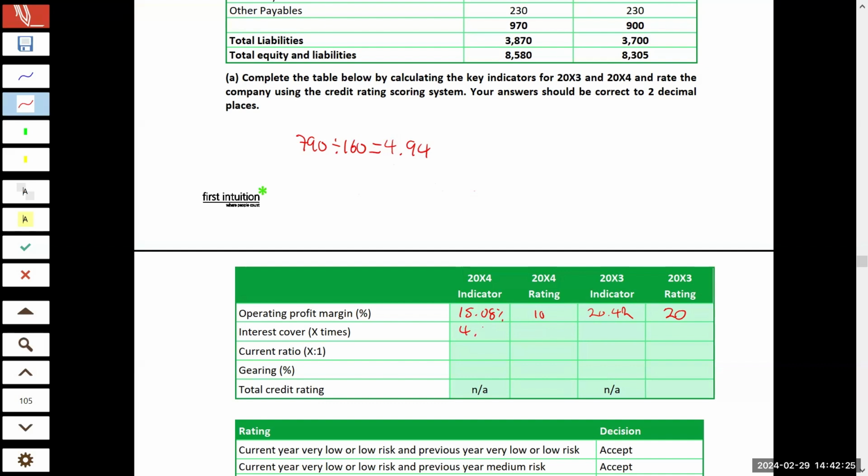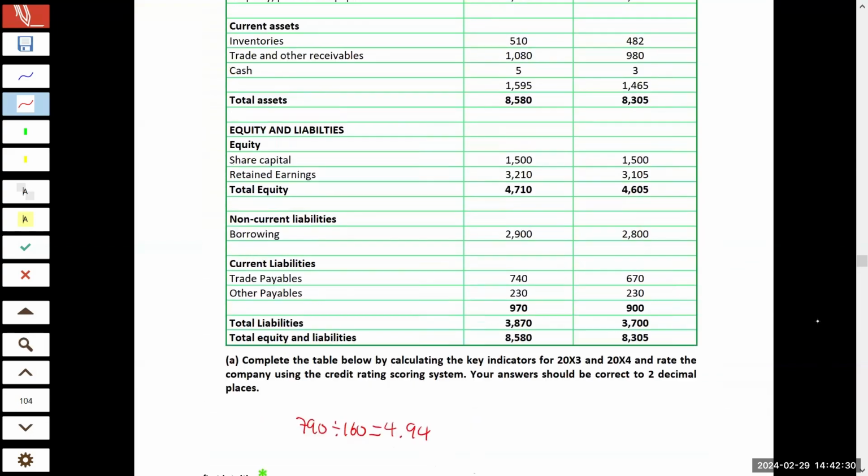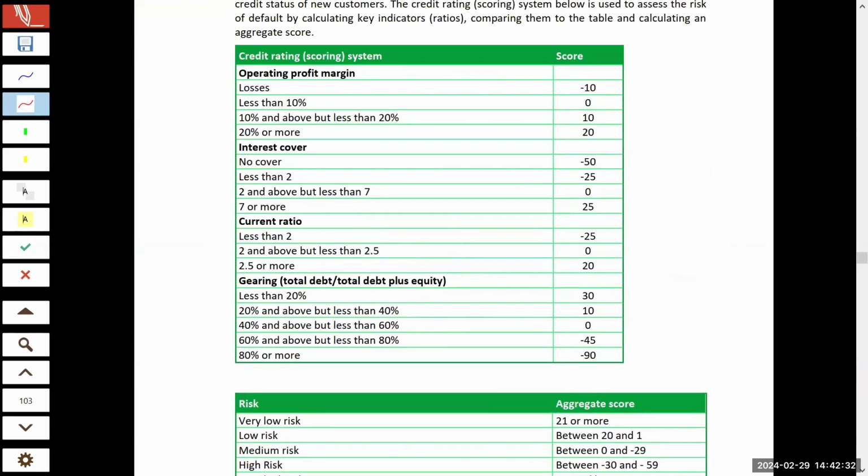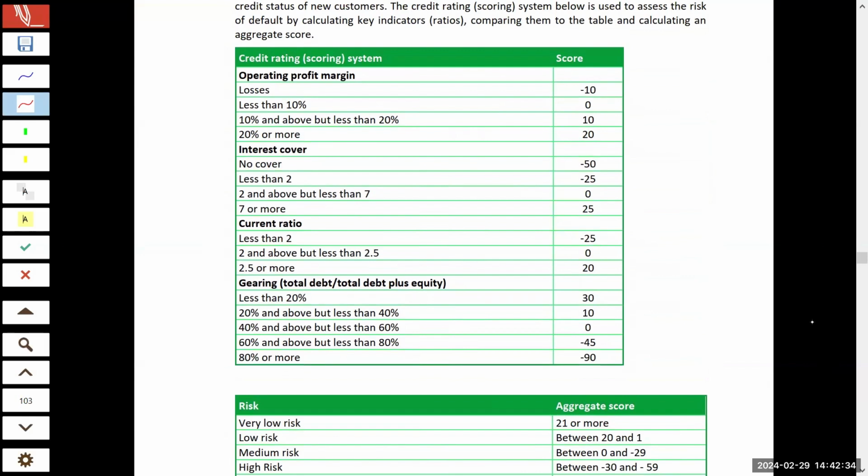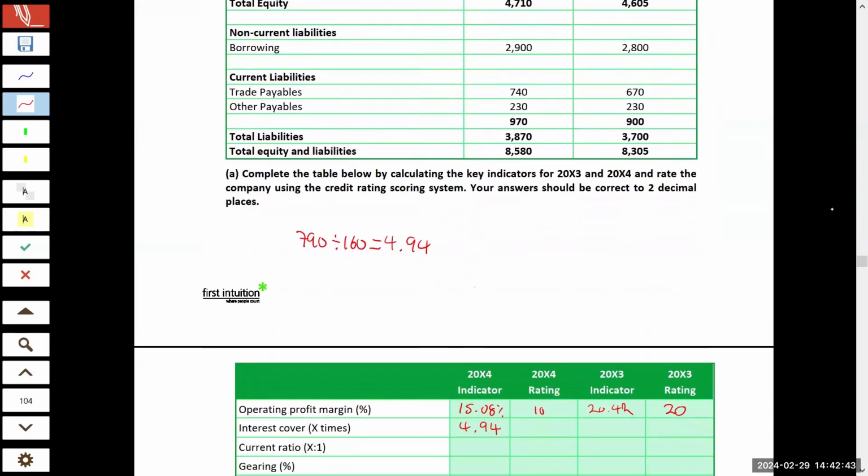And that goes in. And again, I can now give that a credit rating by just referring to the chart for interest cover. Between 2 and 7, so 2 and above, but less than 7, gets a score of 0. So in it goes.